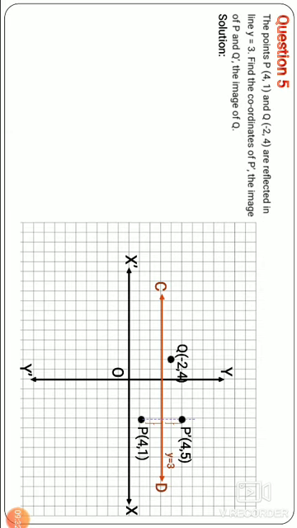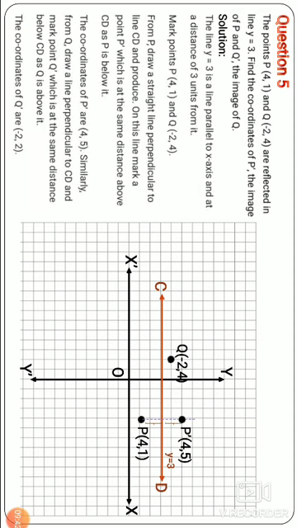Now similarly we'll find the coordinates of Q, and our answer looks somewhat like this. So pause the video to note down.